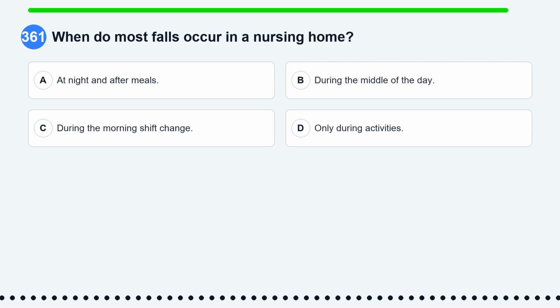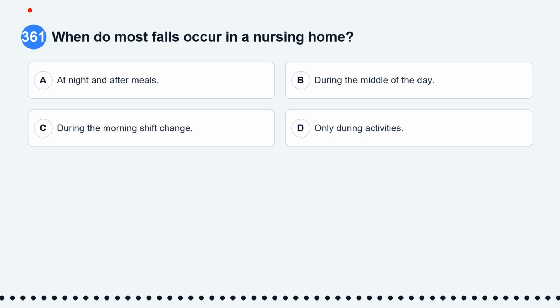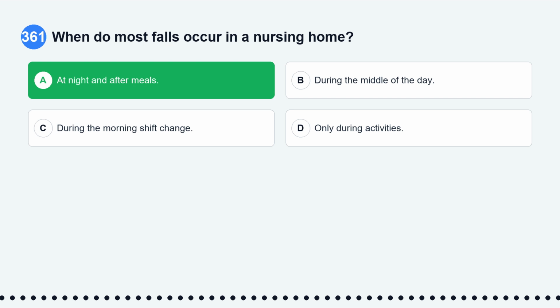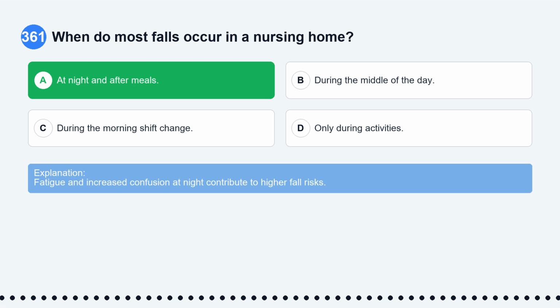Question 361. When do most falls occur in a nursing home? Option A, at night and after meals. Option B, during the middle of the day. Option C, during the morning shift change. Option D, only during activities. The correct answer is option A, at night and after meals. Fatigue and increased confusion at night contribute to higher fall risks.